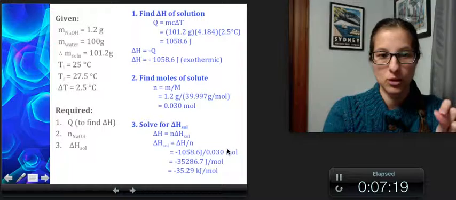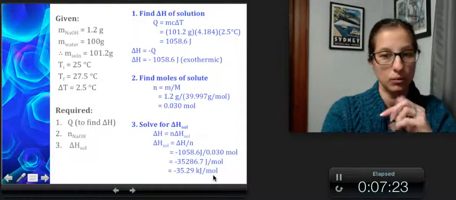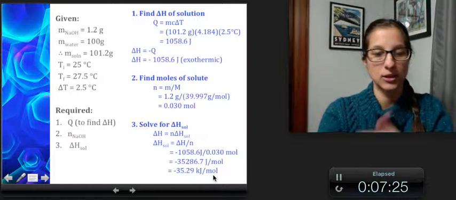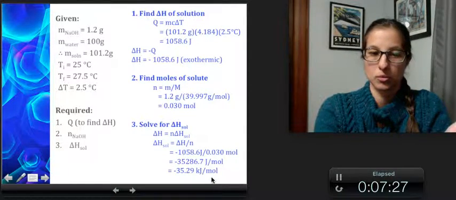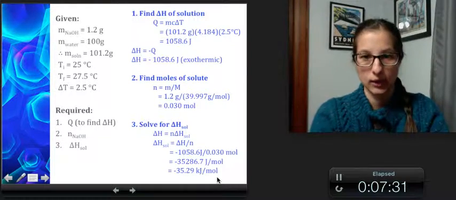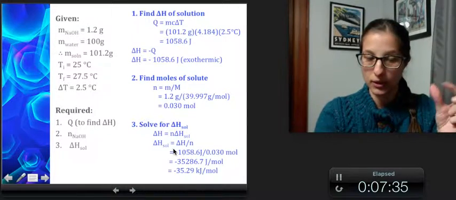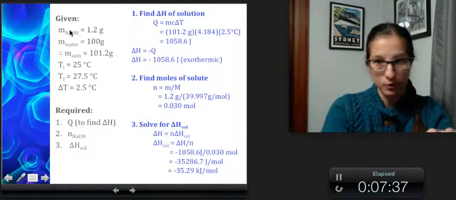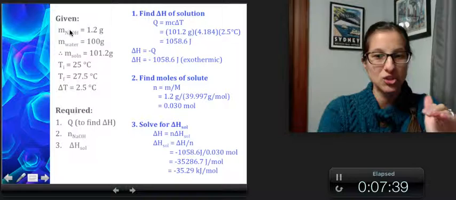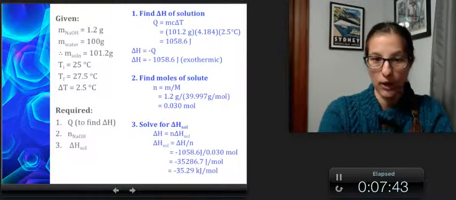It was given to us in joules, so we get initially our answer in joules. We usually put it into kilojoules because that's just the standard, kilojoules per mole. Okay, so it becomes negative 35.29 kilojoules per mole of change in enthalpy when we dissolve. We haven't done a chemical reaction, we've just dissolved sodium hydroxide into water. Okay?